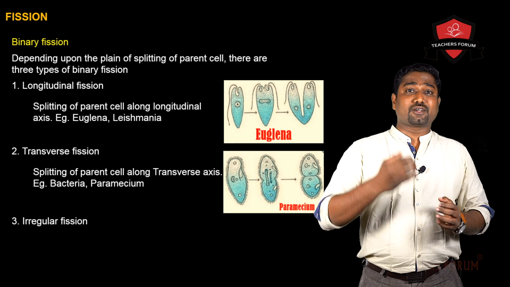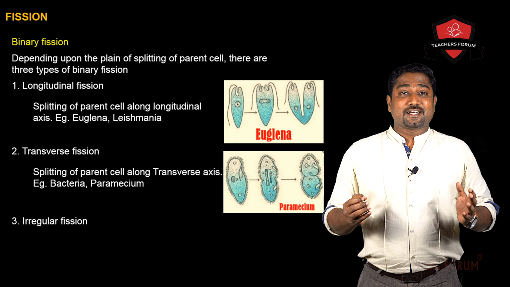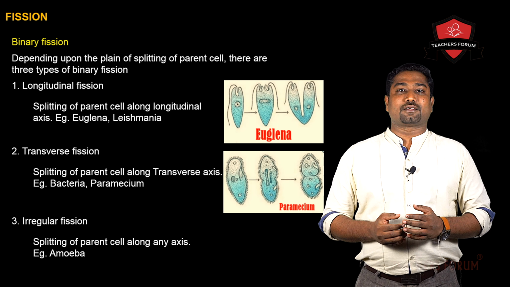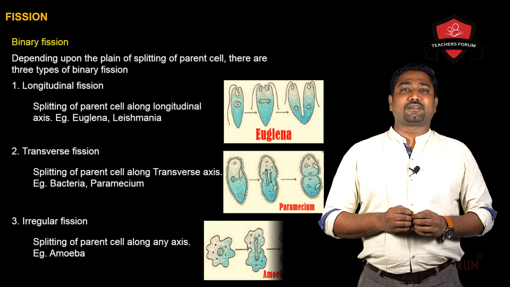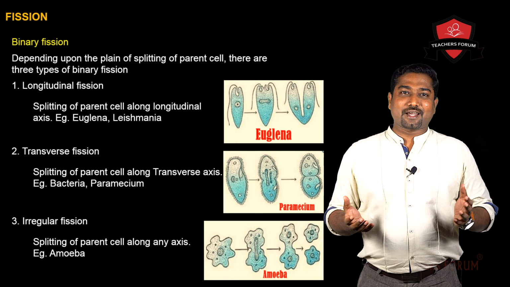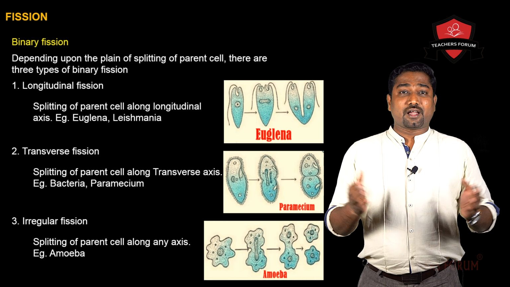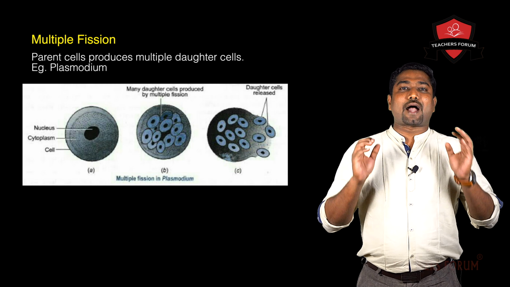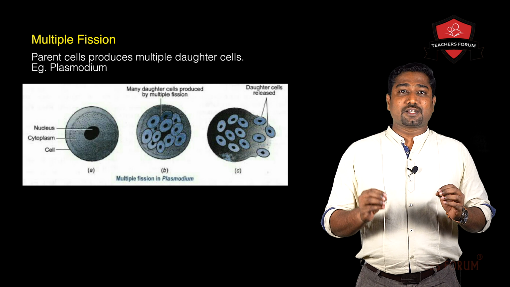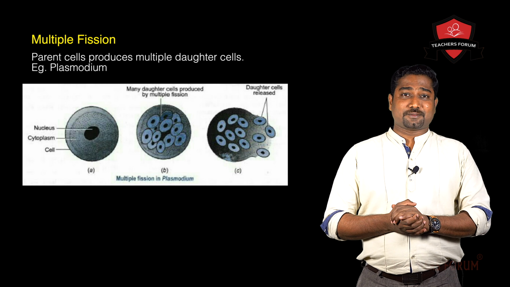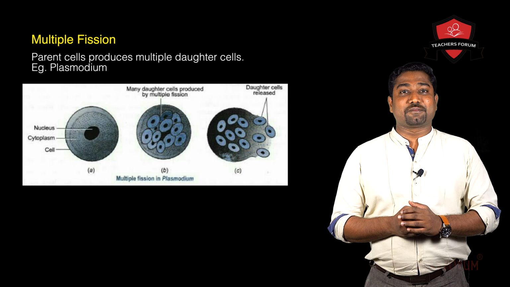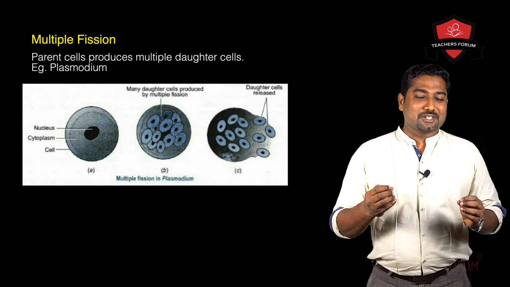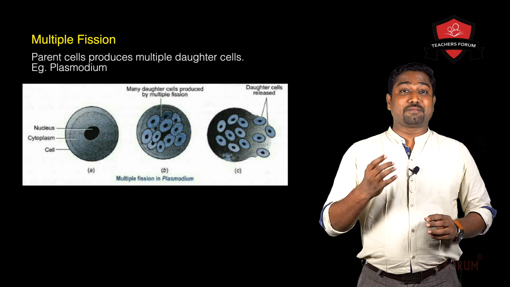Moving on to the irregular fission. Here the fission occurs at any plane. The best example is amoeba. Amoeba are amorphous, so you can divide or split an amoeba along any plane. The second type of fission is multiple fission, by which a parent cell produces multiple daughter cells. An example of multiple fission you can find in Plasmodium. Plasmodium causes a deadly disease called malaria.